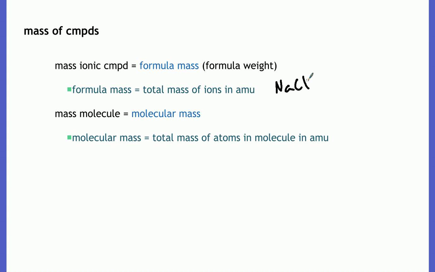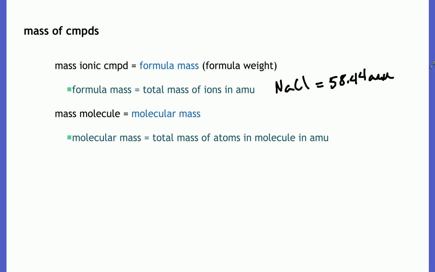For formula mass, I should be talking about an ionic compound like sodium chloride, salt. So if I was going to consider salt and try to come up with its mass, I would just add up the pieces. On my periodic table, sodium is 22.99 and chlorine is 35.45 AMU. So if I add those together, I get 58.44 AMU.